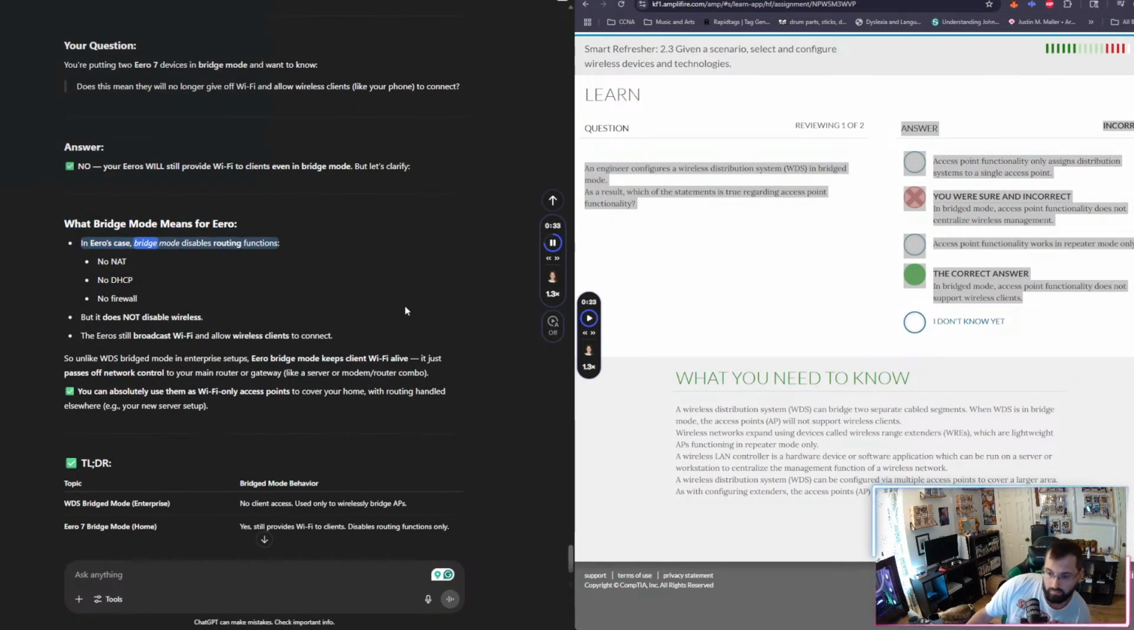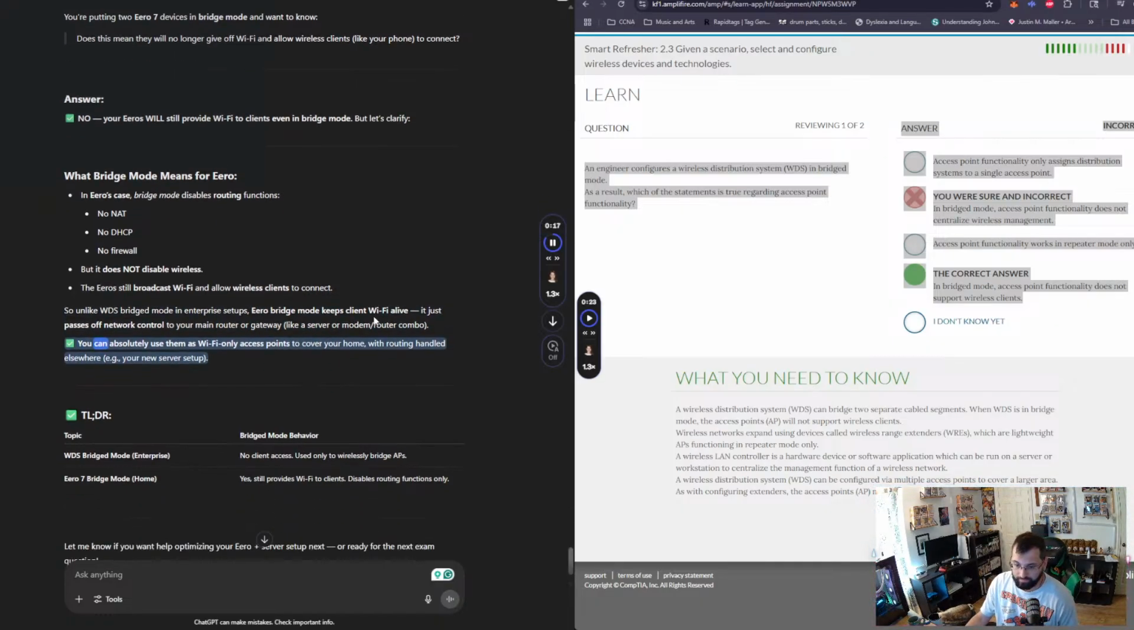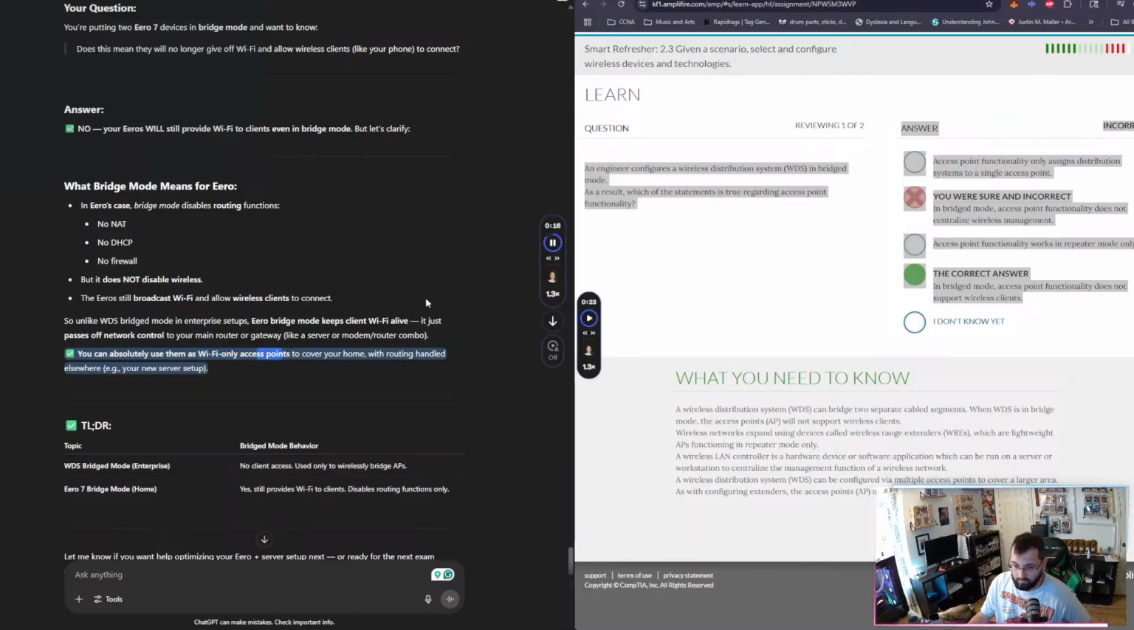In Eero's case, bridge mode disables routing functions. No NAT, no DHCP, no firewall. But it does not disable wireless. The Eeros still broadcast Wi-Fi and allow wireless clients to connect. So unlike WDS bridged mode in enterprise setups, Eero bridge mode keeps client Wi-Fi alive. It just passes off network control to your main router or gateway, like a modem-router combo. You can absolutely use them as Wi-Fi-only access points to cover your home.